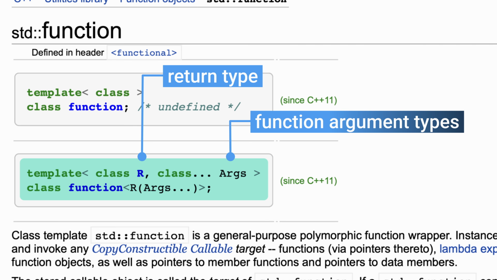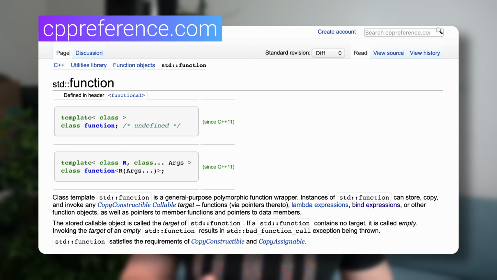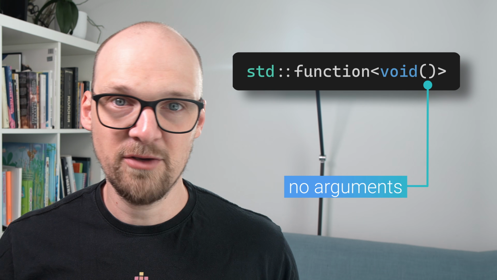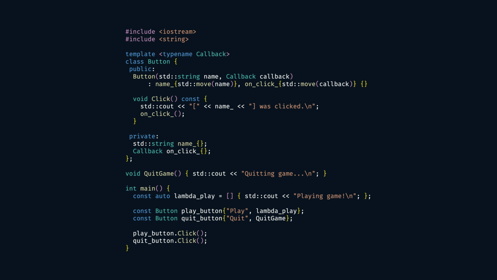And all of these can be references, pointers, const, etc., just like any normal function arguments. Now let's rewrite our button class using std::function. We will remove the template from the class and instead use std::function<void()> for our callback, meaning it takes no arguments and returns void. Let's start by keeping exactly one callback per button, matching our original example. There are not that many changes really.